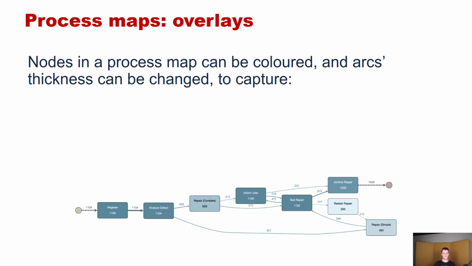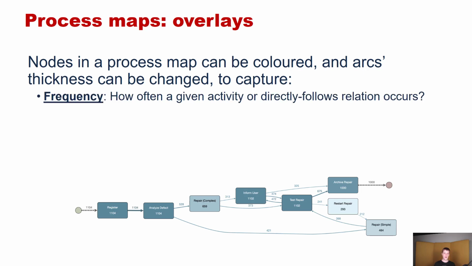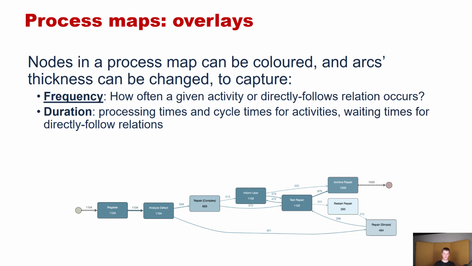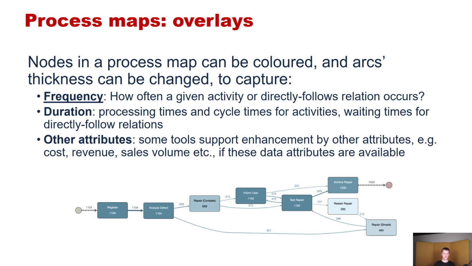Then another thing to understand about process maps is that we have multiple ways of displaying information on those maps. So nodes in a process map can be colored and arcs thickness can be changed. And this allows us to capture, for example, frequency, how often a given activity or directly follows relation occurs, or duration, processing times, cycle times, waiting times, and so forth, or other attributes. And this kind of coloring and thickness of lines helps us when doing analysis so that it kind of draws our eye to more common aspects of the process.